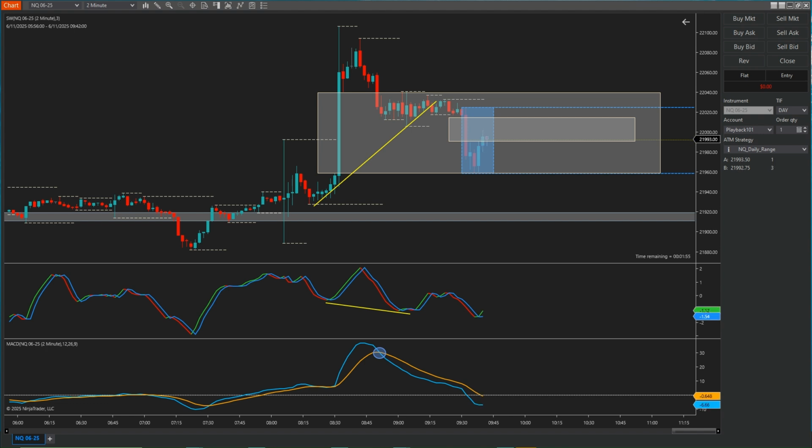See price reversing, going to the midpoint. The fair value gap is holding, and we get to the open. We get to the open range break. Guys, let me just pause here and talk about this open range break.